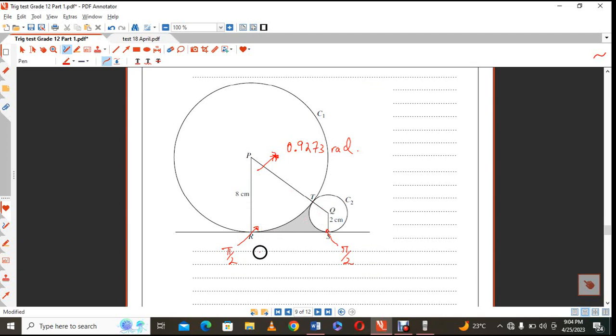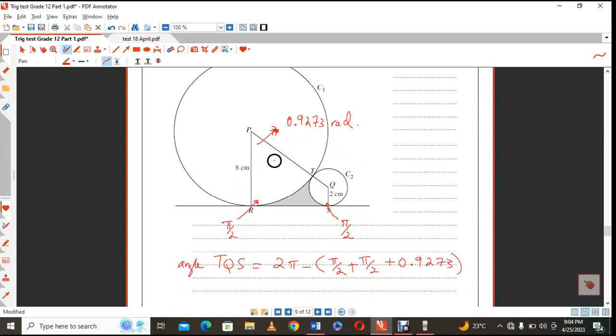So if I want to find angle TQS, I'm going to say 2 pi radians, that is 360, minus pi upon 2, 90, pi upon 2, and that one over there, which is 0.9273. Okay, right, that's going to give me that angle here. That is what I'm looking for. I need this angle over here in order for me to calculate that sector.